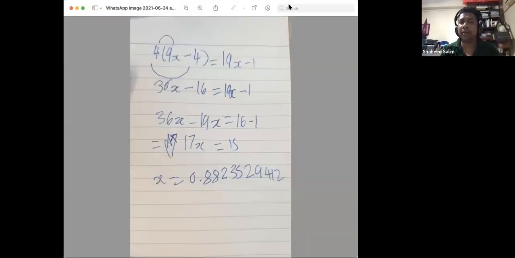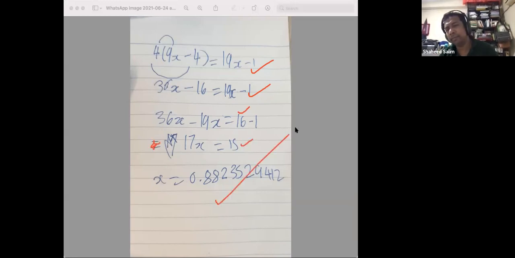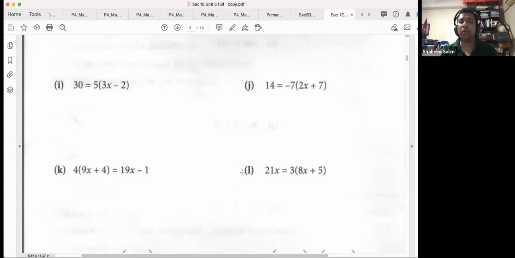Let's say they give you this question. So it's correct. You bring over, correct, 15, correct. Don't have this thing. And your answer is correct. The only thing is you copied the wrong question. But you did it correctly. That means you know how to do it. That's the most important thing. So now you try question L.